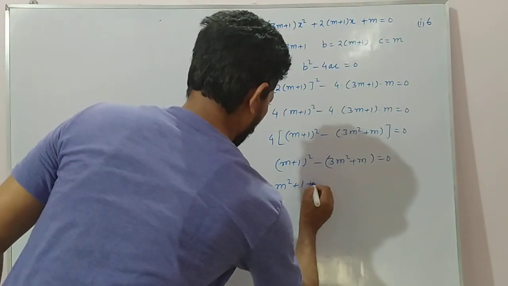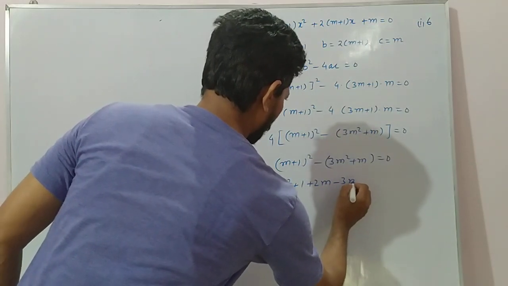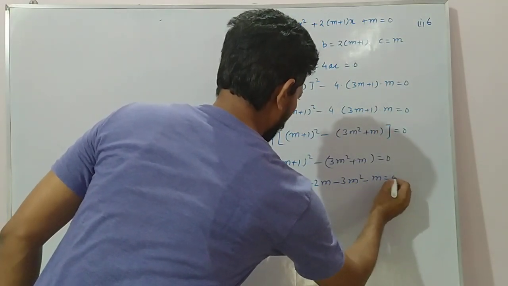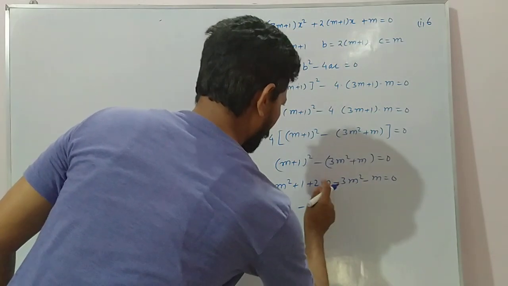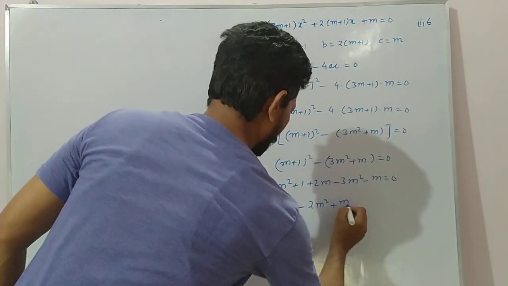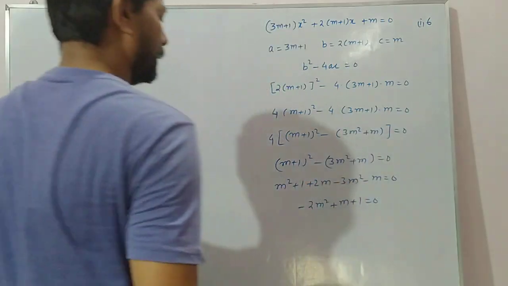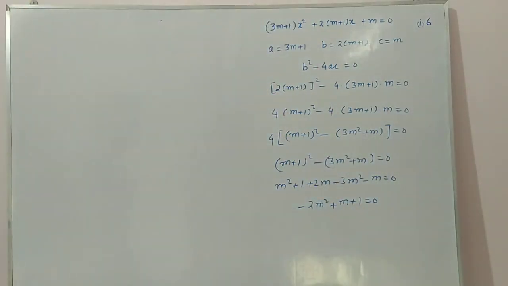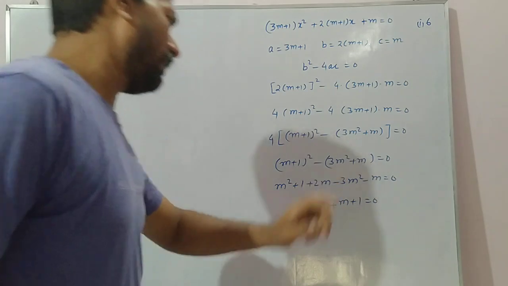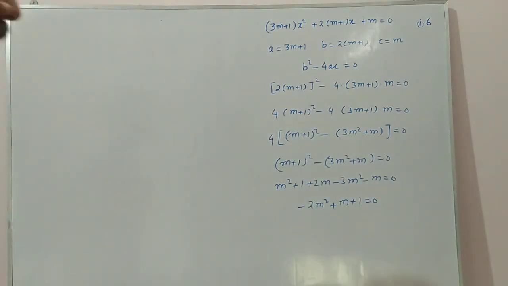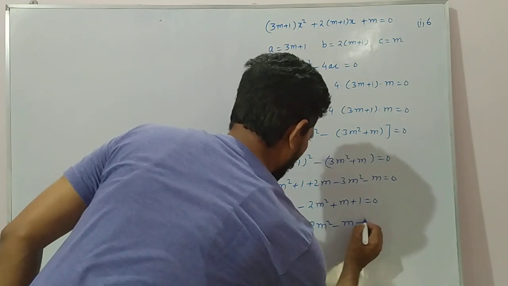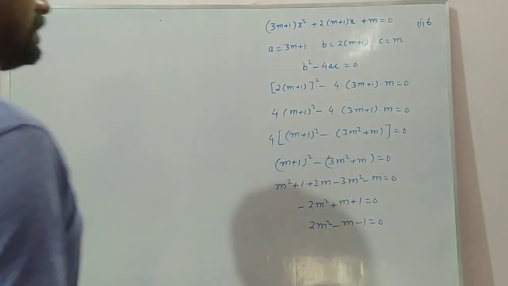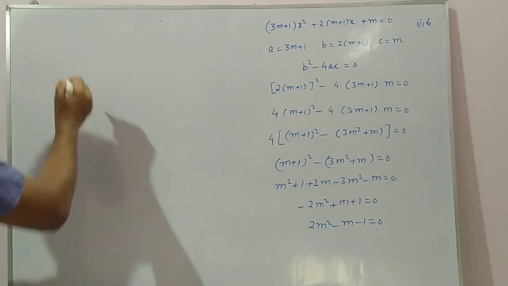m square plus 1 plus 2m minus 3m square minus m equal to 0. m square minus 3m square, that is minus 2m square, minus m plus 2m, that is plus m, plus 1 equal to 0. Now here remember, always keep this m square term positive. So this will be 2m square minus m minus 1 equal to 0. We are just changing the sign. Now find the value of m.